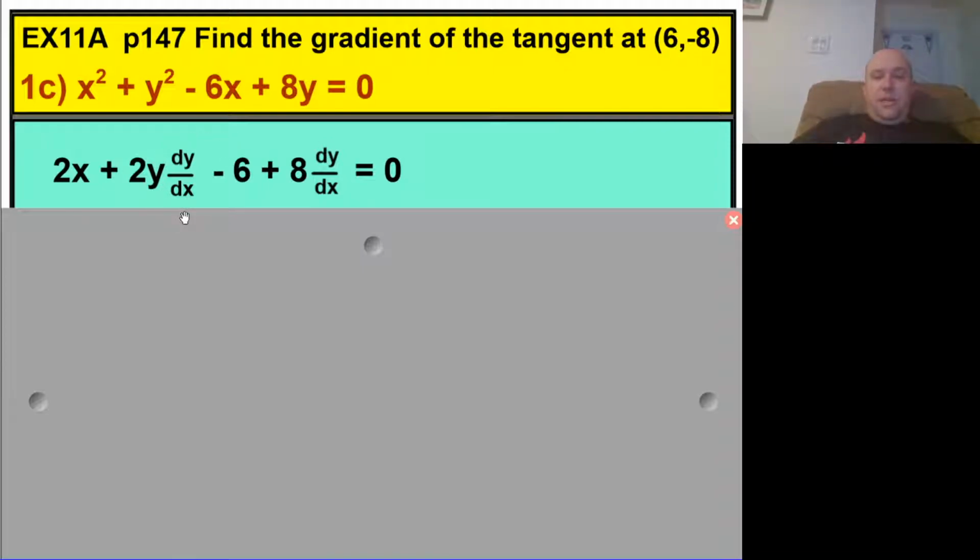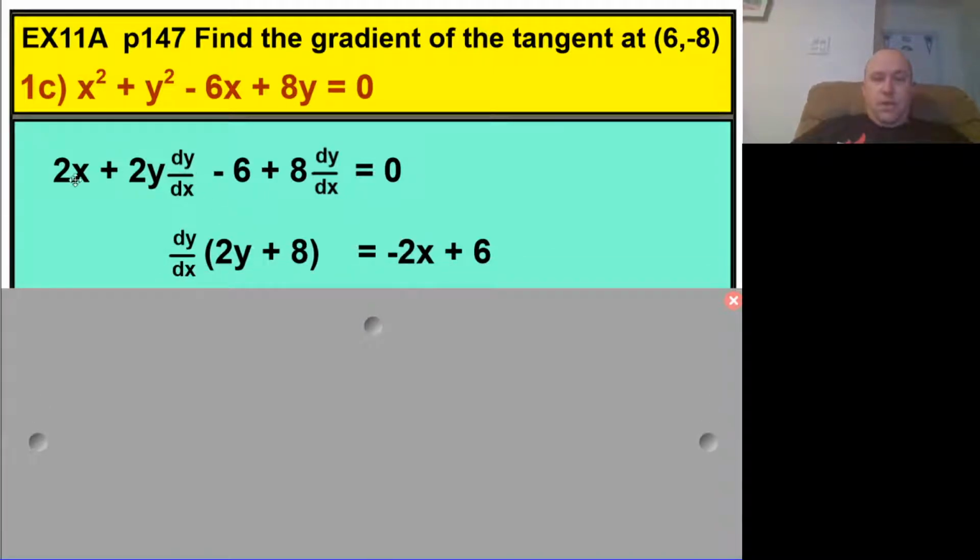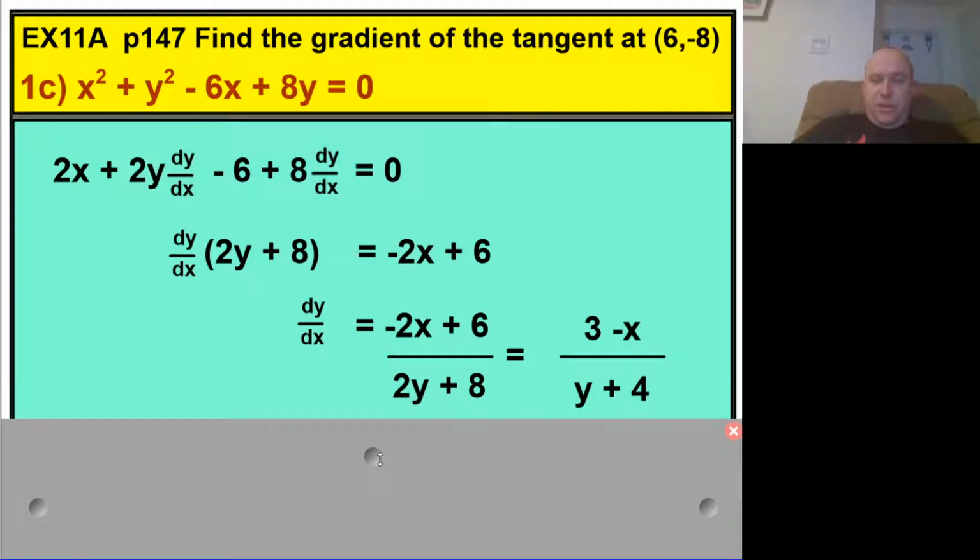Not only does it not say dy by dx equals, it actually has two dy by dx's. So I'm still solving for dy by dx. I'm moving my other terms to the other side here by doing the opposite. And then to get around the problem of having two of these, all I do is take it out as a common factor. So I have dy by dx times 2y, but I also have dy by dx times 8. And then now, instead of multiplying this, I can divide both sides by that expression.